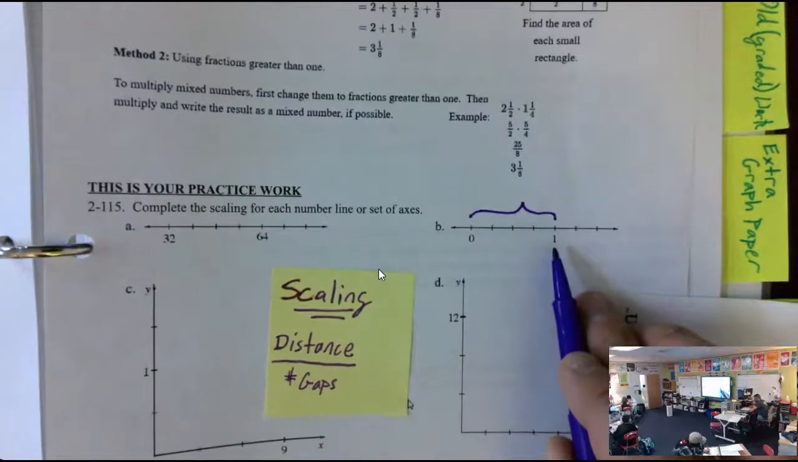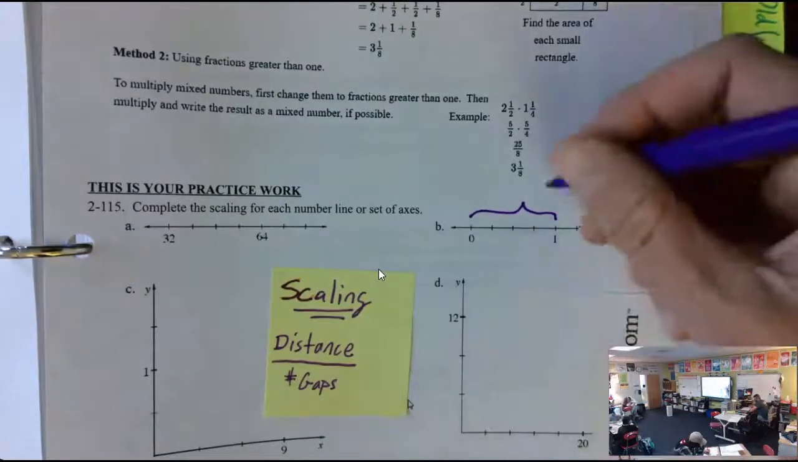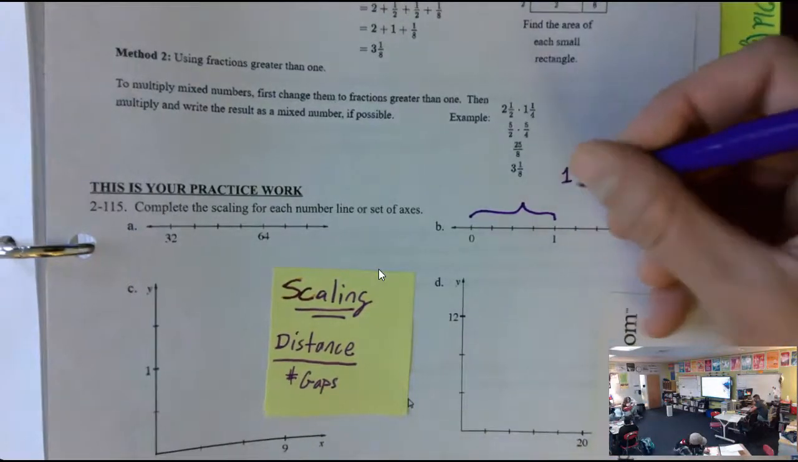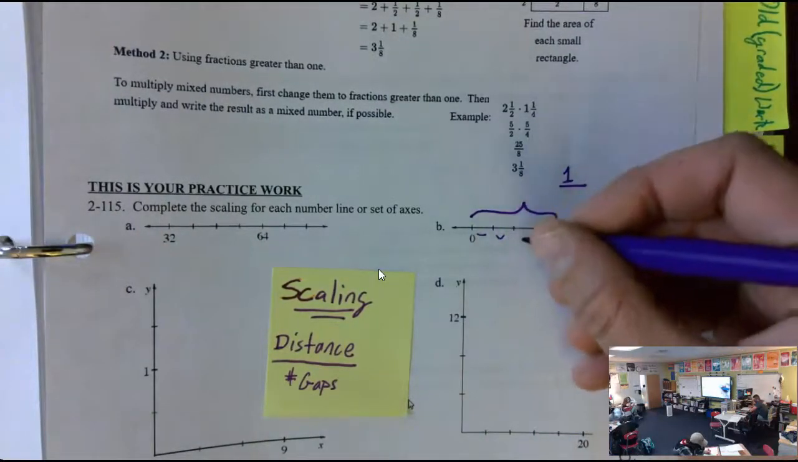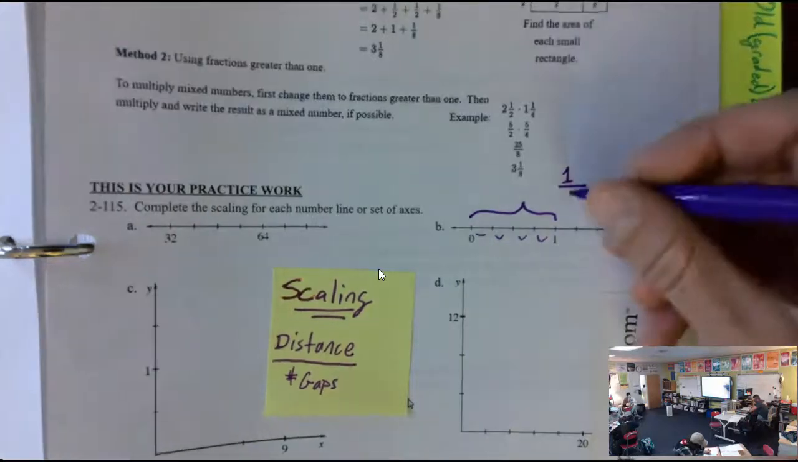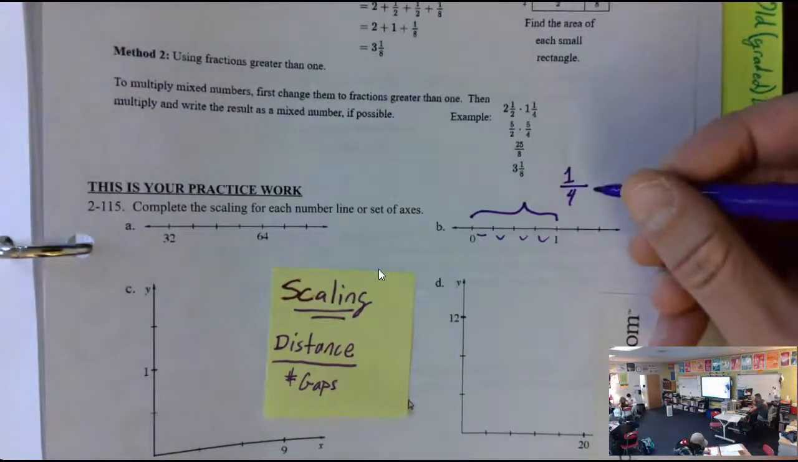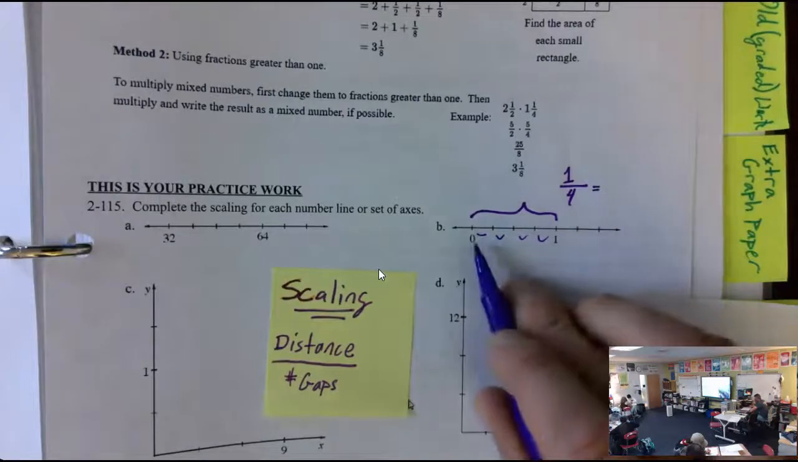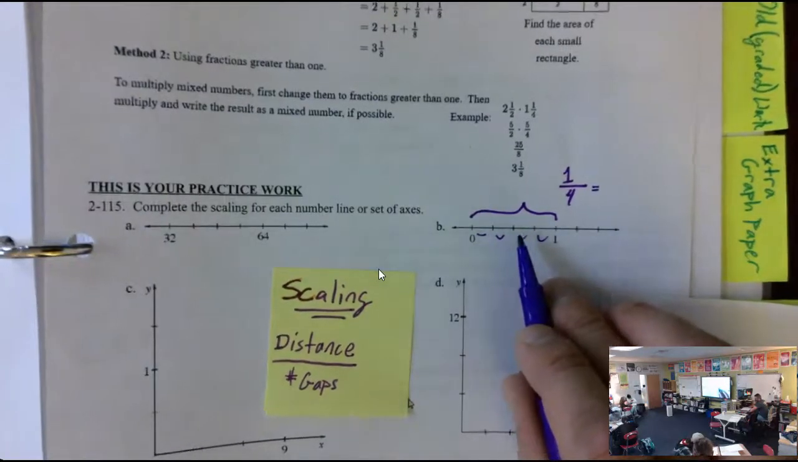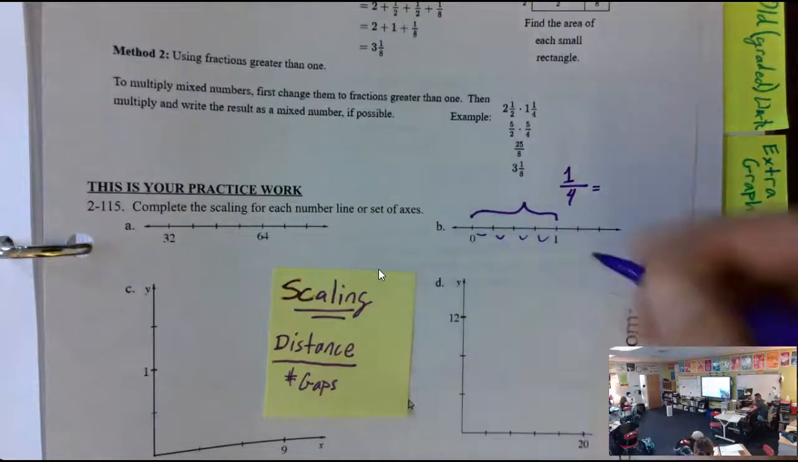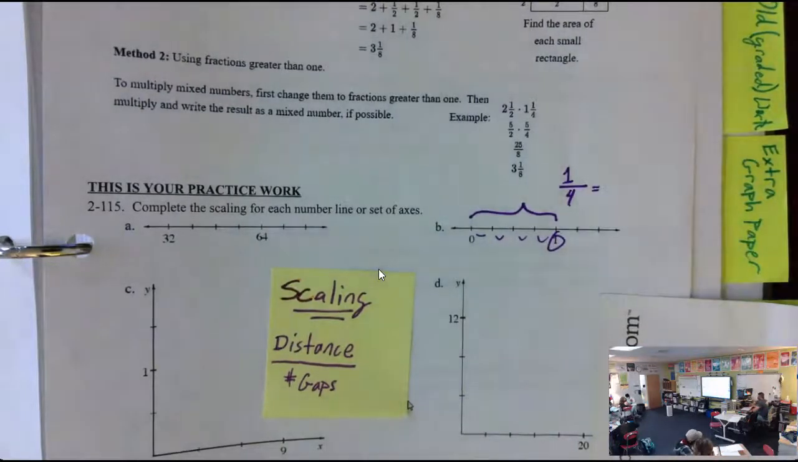1. Right? From 0 to 1. No trick question here. So it's a distance of 1 divided by how many jumps? 1, 2, 3, 4. And then I count by that number. So my first gap is a fourth. My next one is 2/4. My next one is 3/4. And 4/4 gets me where I want to be.